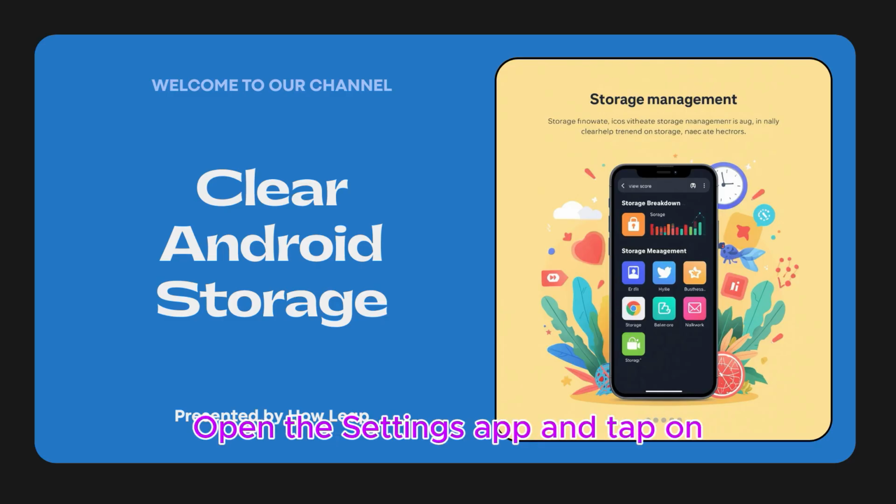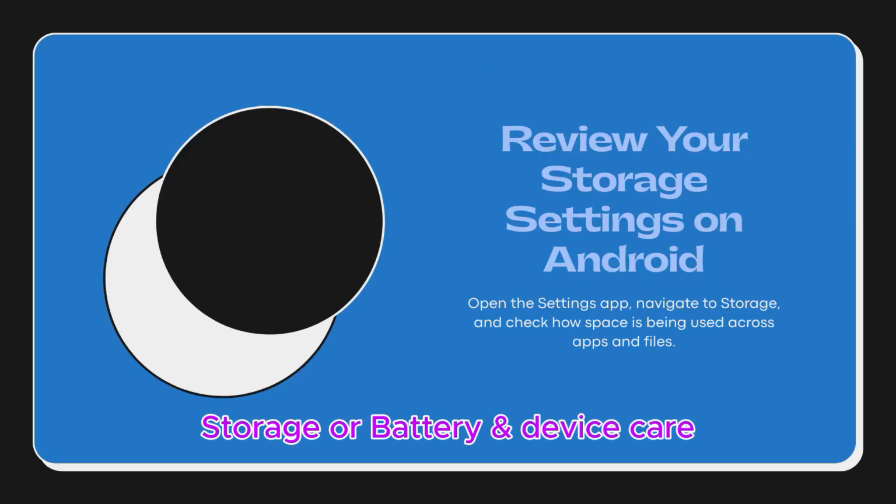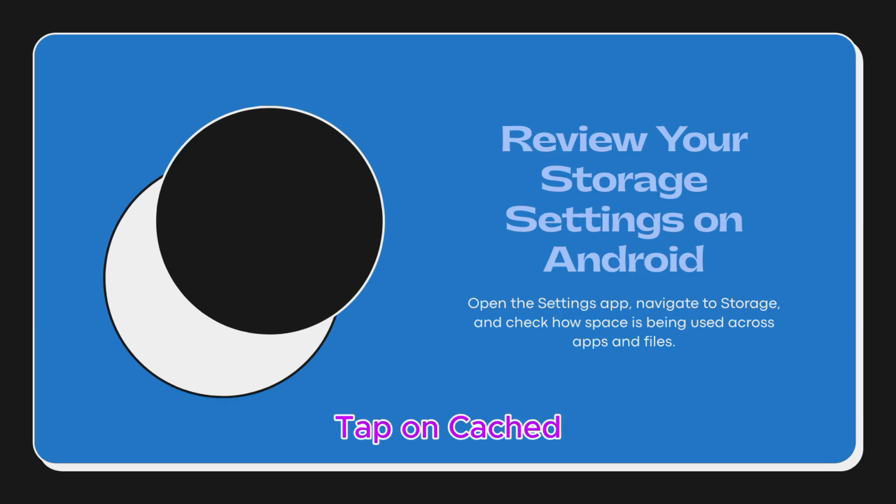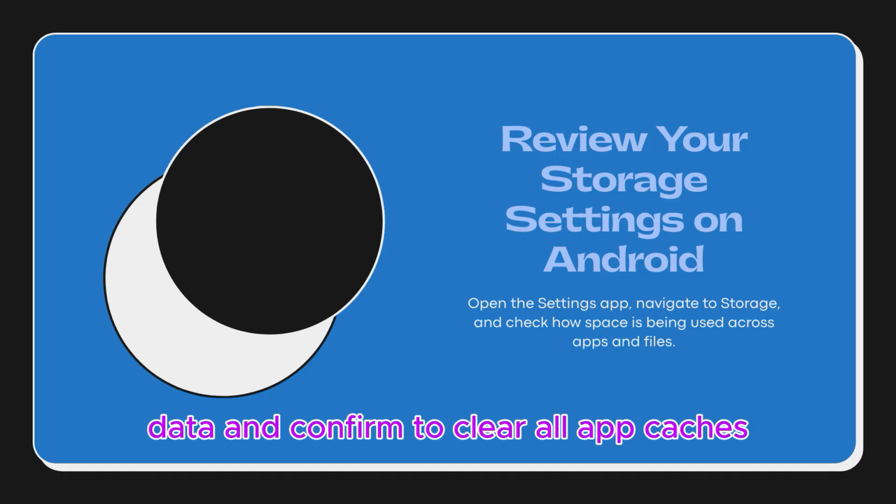Open the Settings app and tap on Storage or Battery and Device Care, then Storage. You will see a breakdown of what's using space. Tap on Cache Data and confirm to clear all app caches.